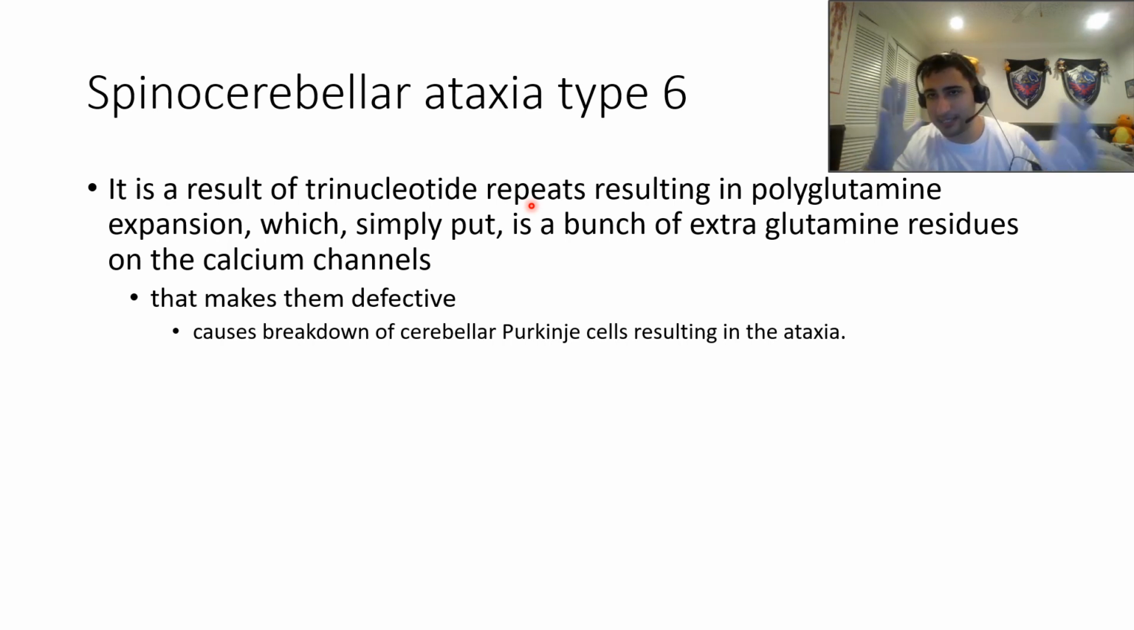The DNA expands in a way that it's not meant to, and it encodes for a lot of glutamines, and all those extra glutamines are charged and they interfere with the oppositely charged regions, which interferes with the function of the channel. It causes this sort of strain. They're just in the way, and the channel can't work well, and that makes the channels defective, and that causes breakdown of the cerebellar Purkinje cells, resulting in ataxia.